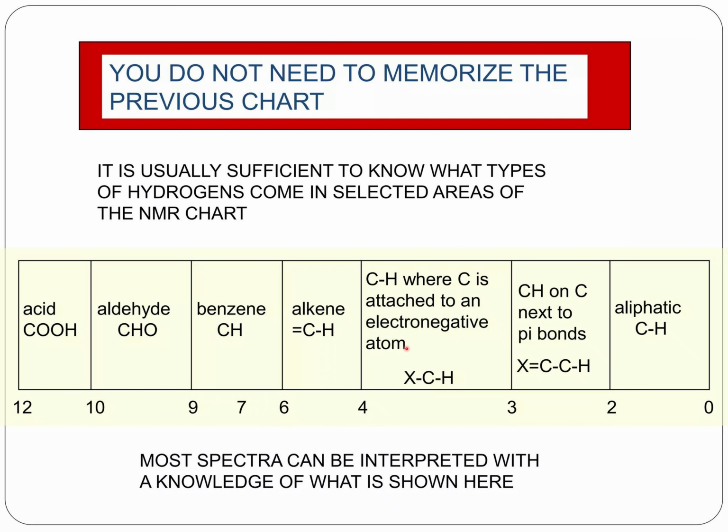This shows the electronegative atom attached to carbon. Then this is for alkene. This range is for benzene, which we see around 7. This is for aldehyde and this is for acid. So this is the overall picture. If you can keep this idea in your mind, then you can easily identify any other compound, and you can also draw the spectrum yourself if I give you any structure or compound.